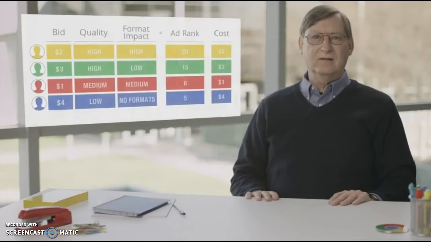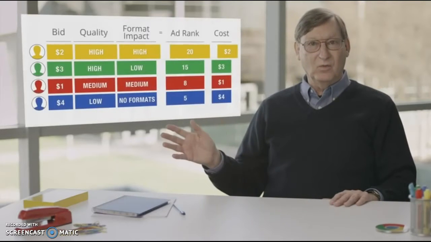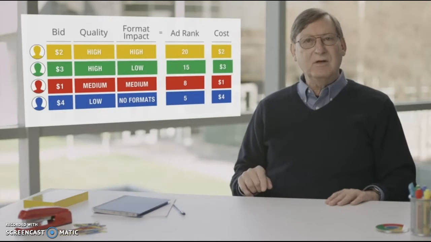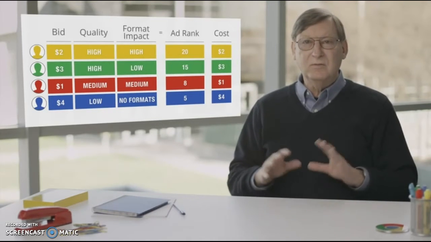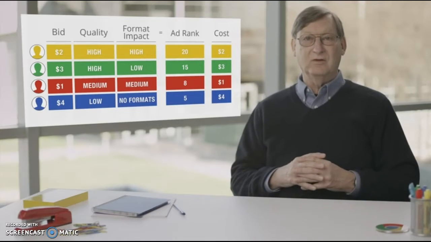So now we know how the ads are ranked, but how much do you actually pay for a click? Well, you pay the minimum amount that's necessary to maintain your position in any formats that are shown with your ad. So let's get back to our ad rank table and talk about the advertiser in position 1. He's competing with the advertiser in position 2, so the amount he has to pay is going to be just enough to beat the ad rank of the advertiser in position 2.